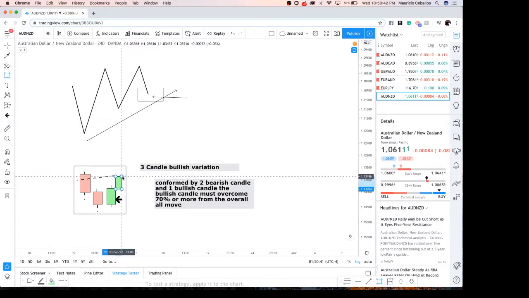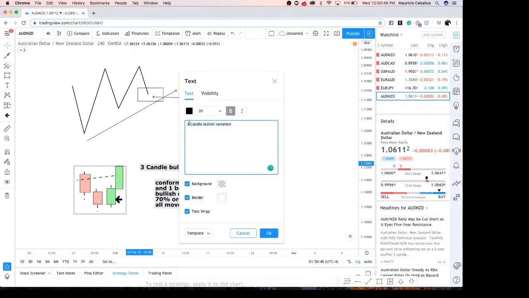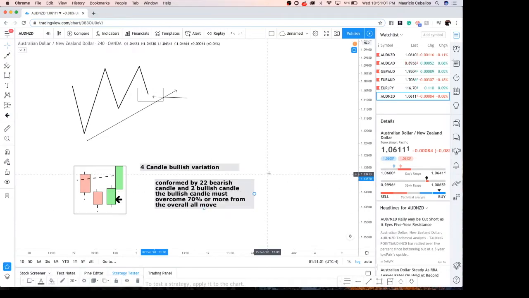Now this bullish candle can go ahead and do 70% or more, or sometimes it's even a little bit higher. So this right here would be your 4 candle bullish variation. It's conformed by two bearish candles and 2 bullish candles. Okay, same terminology, same aspect as far as here.